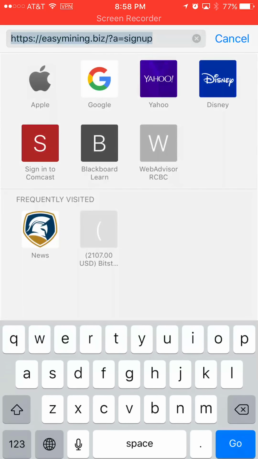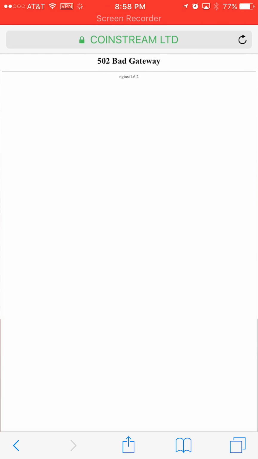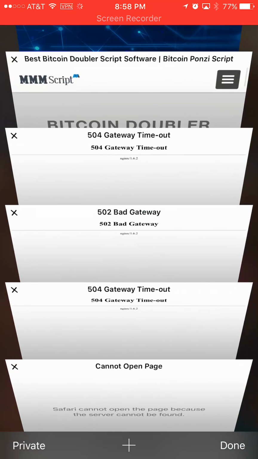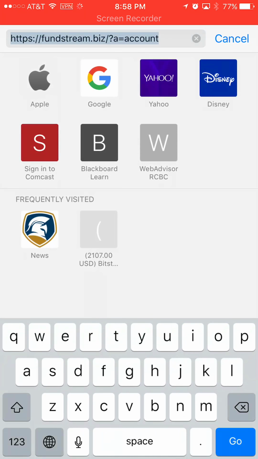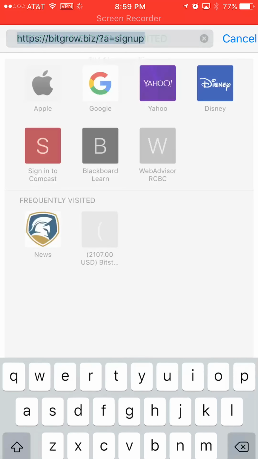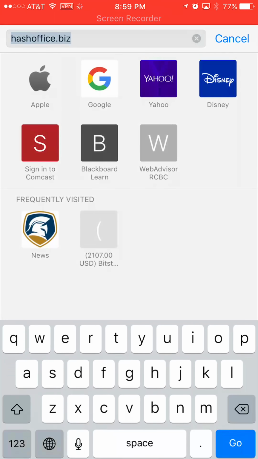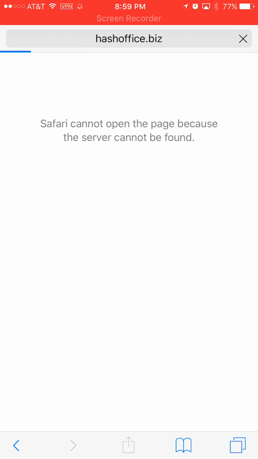This one is Easy Mining. As I went to the site to finish my sign up, look, it's not loading. 504 gateway, 502 bad gateway. FundStream.biz. This one was Bitgrow. This was the sign up page as well. None of these sites are actually loading, not even the home page.